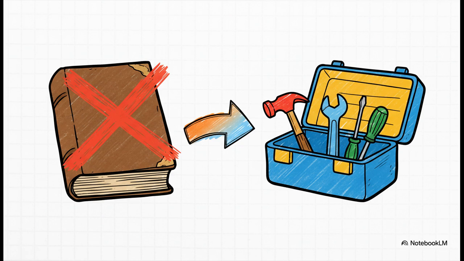So, I want you to completely change how you think about grammar. Forget about all those boring rules you had to memorize. Instead, I want you to think of language as a toolkit. Every function we talk about today is a specific tool designed for a specific job. And once you know which tool to grab, you can build sentences that are stronger, clearer, and just better.